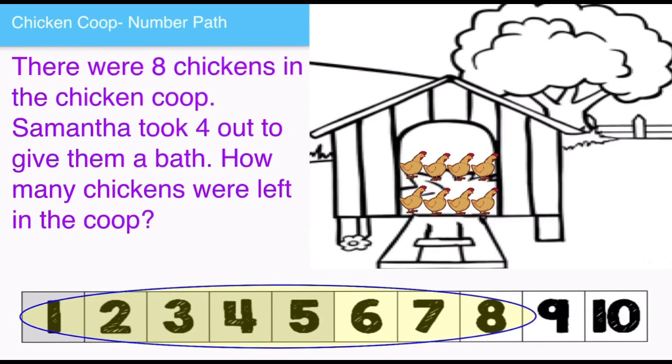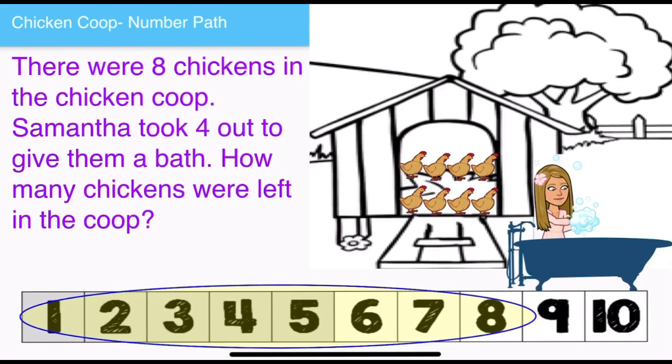Good job. Now it says Samantha took 4 out to give them a bath. So I'm going to give you a second to think and tell someone you're with. It says took 4 out. Does that mean we're going to add or subtract if she took them out? You should have told someone subtract because took out is the same as take away. So we need to take 4 away. So let's take 1 counter away. While you take it away, I'm going to cross out the number 8.